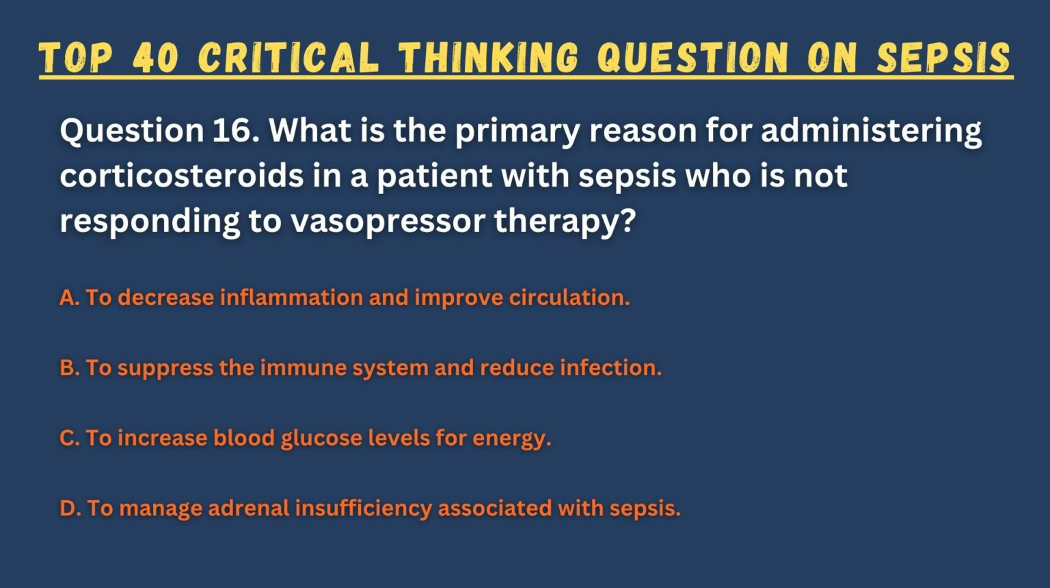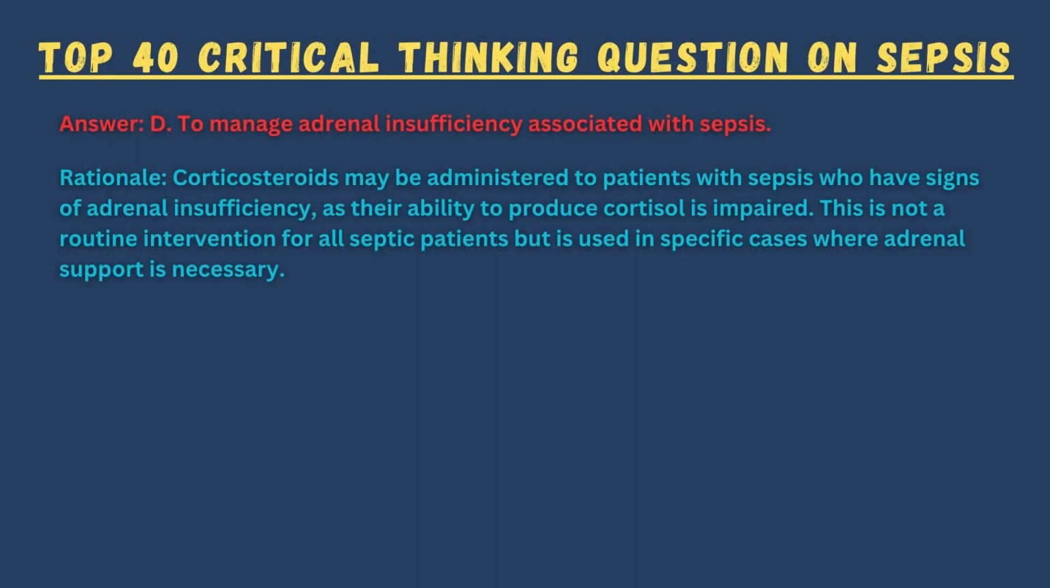Question 16. What is the primary reason for administering corticosteroids in a patient with sepsis who is not responding to vasopressor therapy? A. To decrease inflammation and improve circulation. B. To suppress the immune system and reduce infection. C. To increase blood glucose levels for energy. D. To manage adrenal insufficiency associated with sepsis. Answer: D. To manage adrenal insufficiency associated with sepsis.